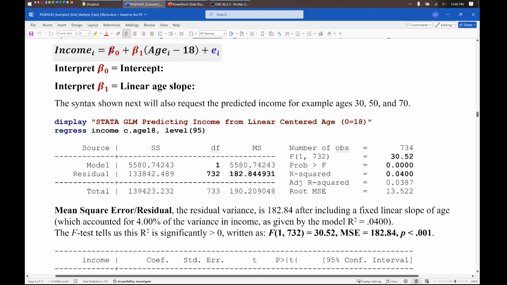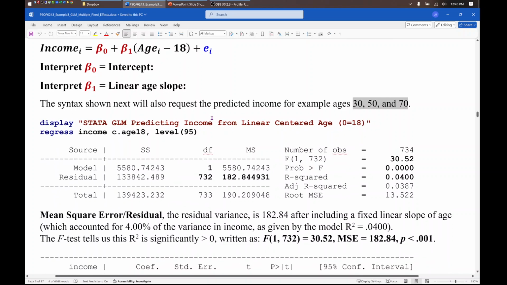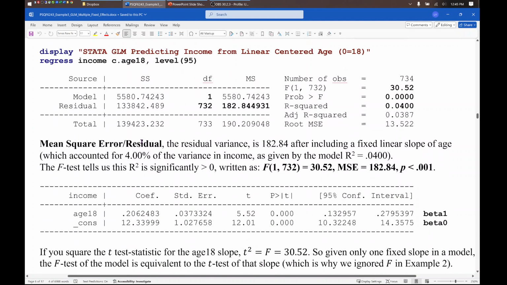So if I start with a model that looks like this, I have beta 0 as my fixed intercept, beta 1 is my linear slope for age, and age has been centered at 18. So that's the 18 version that's going to go into the code here. And I'm also going to generate predicted incomes to use as an example for ages 30, 50, and 70. So first up, here is the Stata syntax and output.